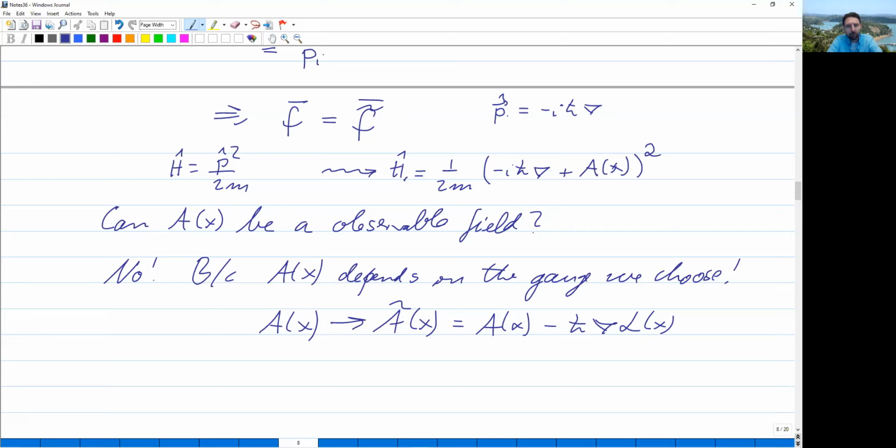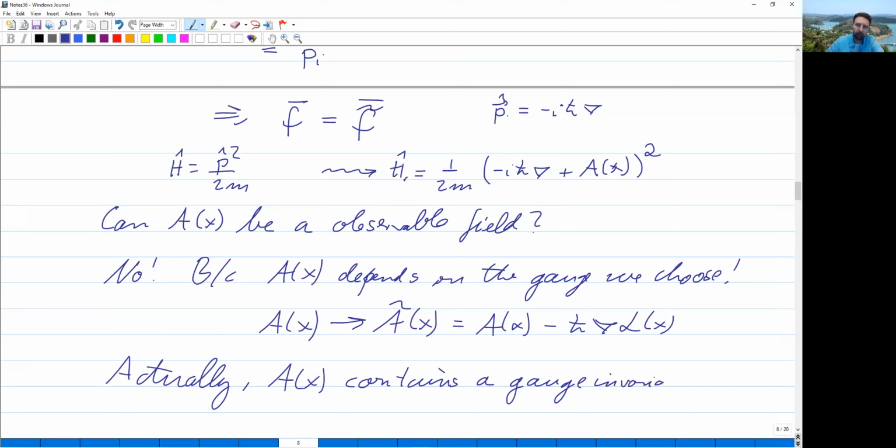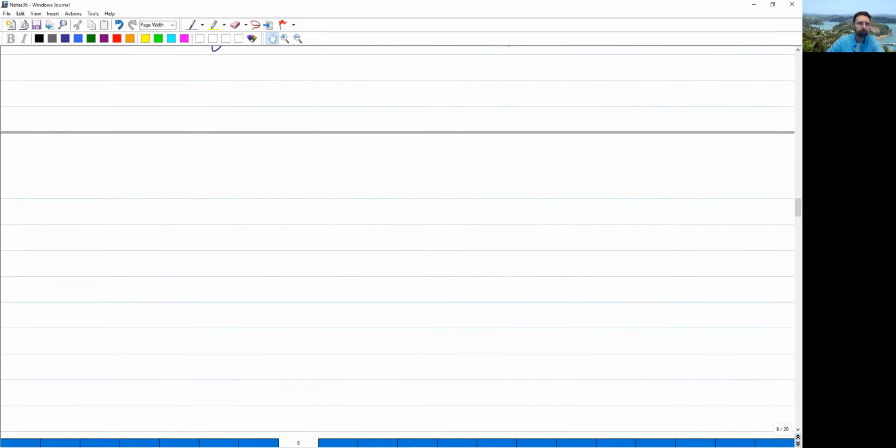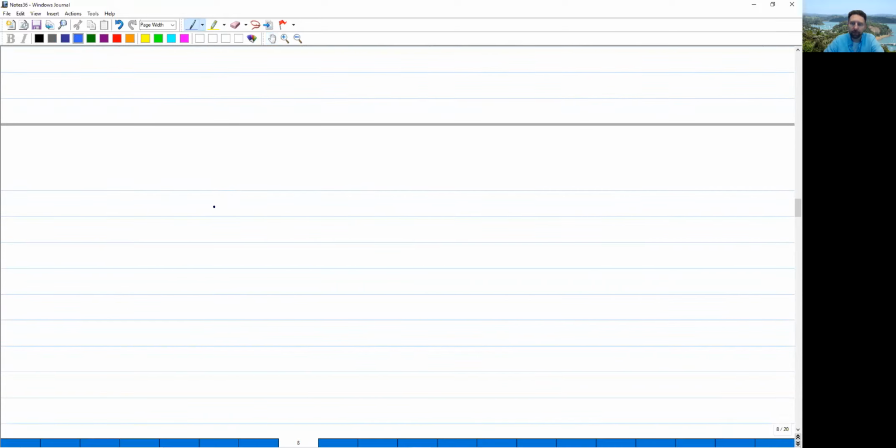But still, it ought to describe some physics. And indeed it does. In a subtle way, namely the A field contains something which is actually independent of gauge transformations. Actually, A of x contains a gauge invariant part. Now, in order to see this, I need to remind you of some math. Things that you've probably seen before, for example, in electrodynamics.